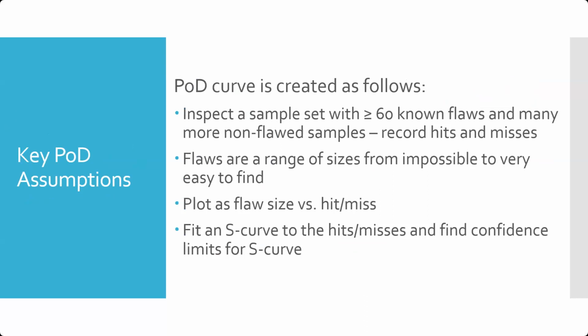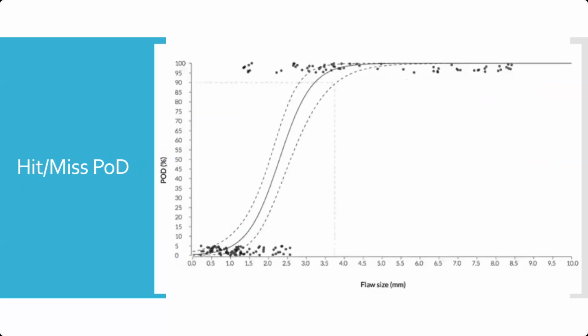even with visual inspection. And so the flaw size is plotted against the hit or miss rate, where flaw size is on the x-axis and hit or miss is a discrete indication at the 0 or 100% mark. And then an S-curve is fit to the hits and misses, and allows you to find a confidence interval or confidence limits for that S-curve. So here's what one of those graphs looks like.